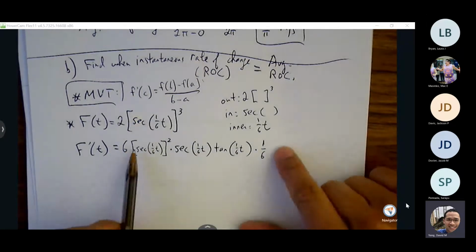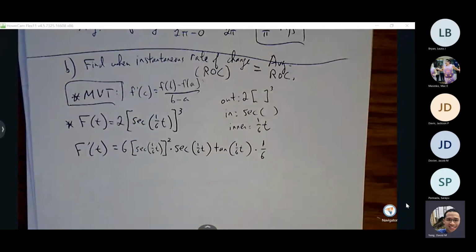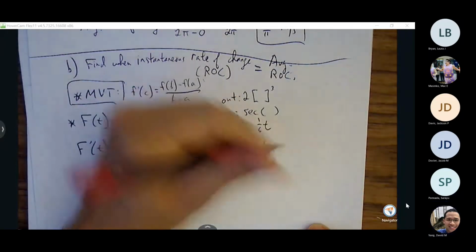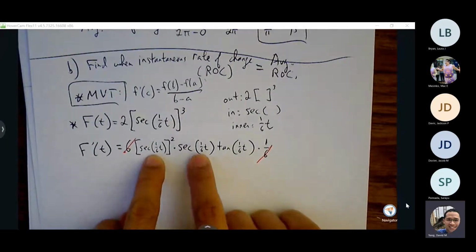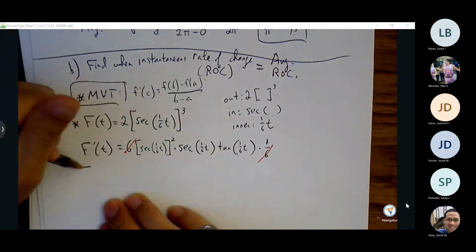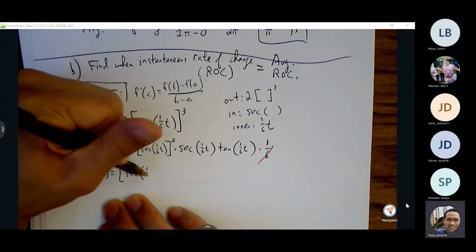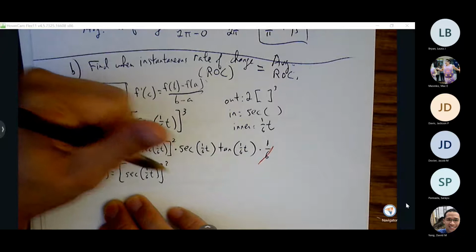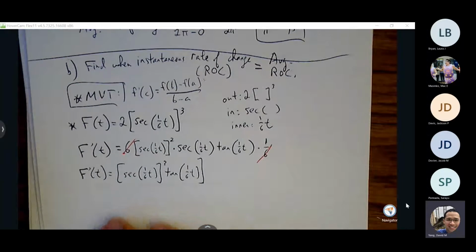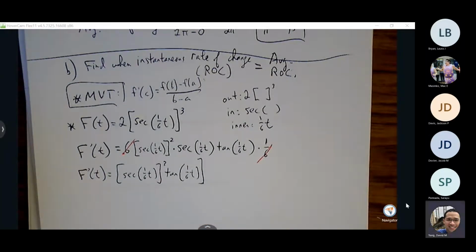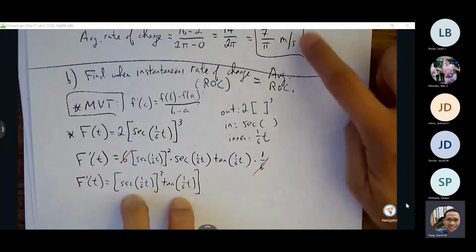Okay, do a little bit of cleanup here. All this is being multiplied, so I can rearrange however way I want to. 6 and 1/6 can be taken out. We have like terms here. Secant squared and secant can be merged to be secant cubed. It just says set up the equation, so we're going to set up the derivative equal to the slope.